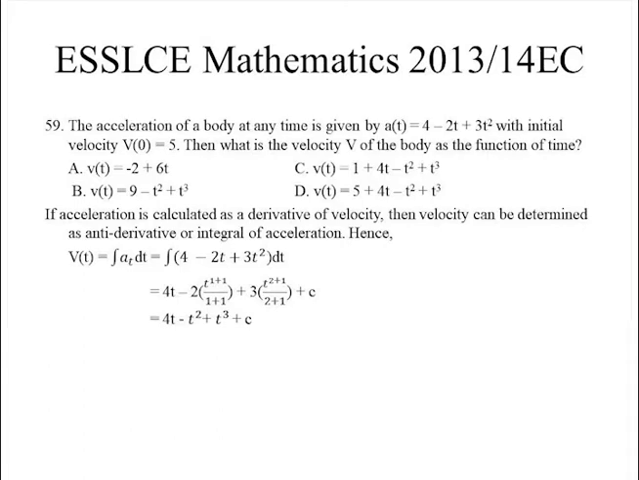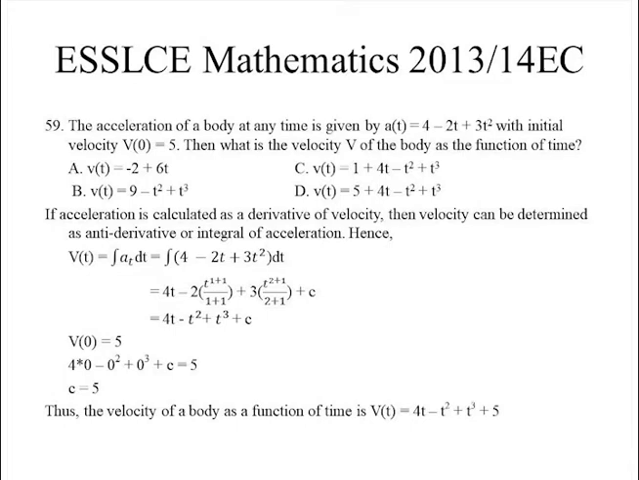It's given that v at 0 is equal to 5. So plugging 0 in place of t, we find 4 times 0 minus 0 squared plus 0 cubed plus c is equal to 5. This implies c is equal to 5. Thus, the velocity of the body as a function of time is given by v at t is equal to 4t minus t squared plus t cubed plus 5. So choice D is the correct answer.